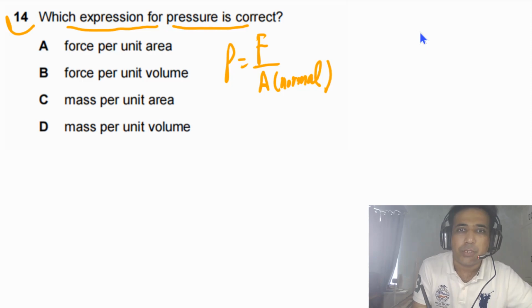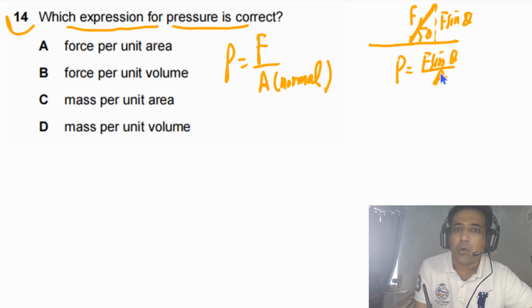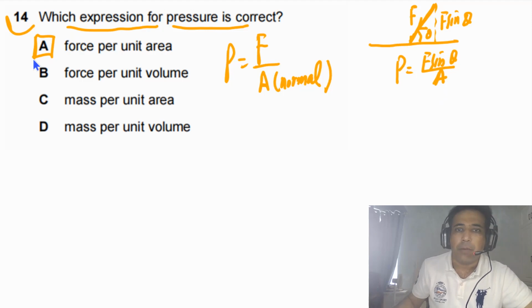So very important one. If you have a question like this, let's say the force is at an angle, so you need to find out pressure due to this force. So you have to take the vertical component of the force that is perpendicular to the area. Meaning in this case, if this is force F, you will be taking F sine of theta. So the P in this case will be equal to F sine of theta divided by the contact area. So very important one. So the answer for this question has to be A.